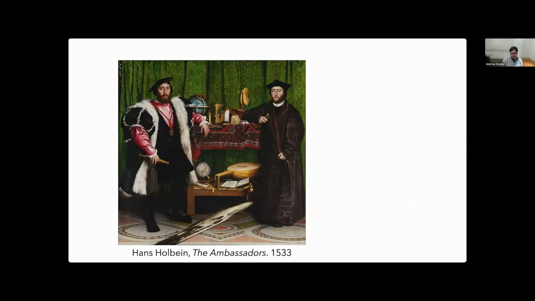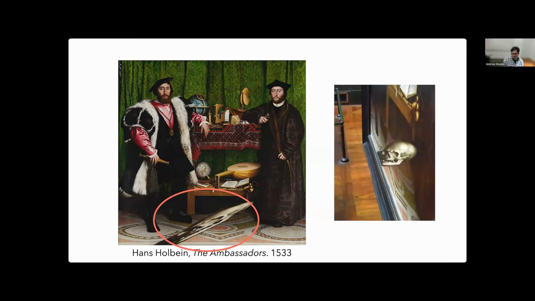Another illusion that we were interested in addressing was the famous skull illusion. You might have seen this famous painting called The Ambassadors. You might have noticed it looks normal at first, but if you look at it carefully, you'll see there's this weird artifact in the painting. If you stand at this painting from just the right perspective, you'll see a skull.